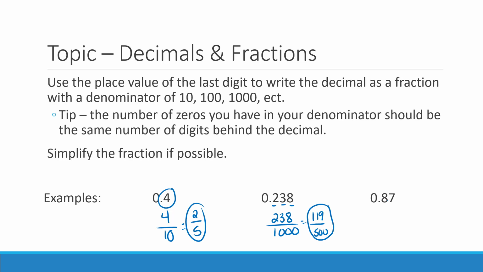And finally, this one here, I've got 0.87. There's 2 numbers behind the decimal. And so I know that I'm going to have 2 zeros in my denominator. Now, 87 over 100, both of those are not divisible by anything, so this is my simplified fraction.